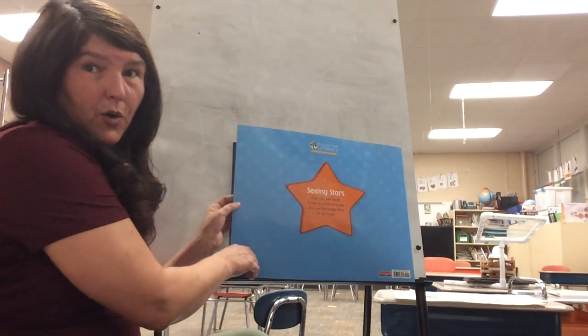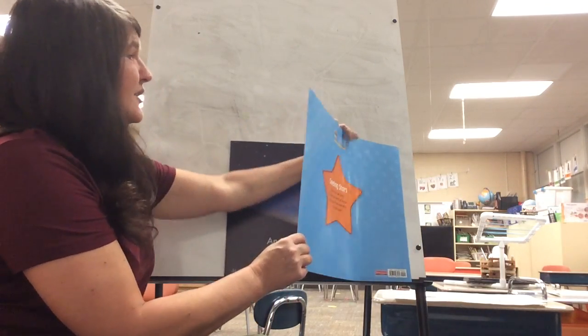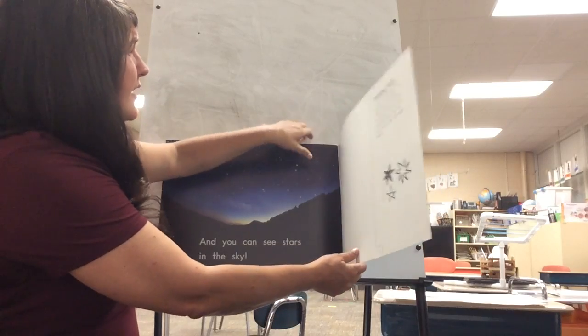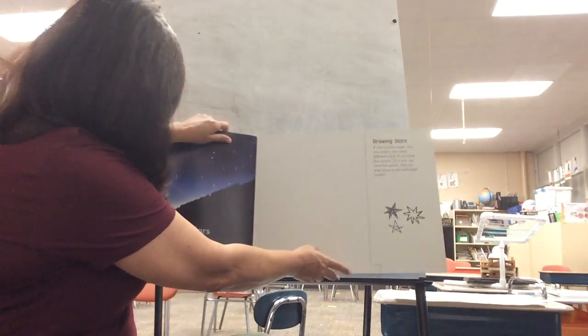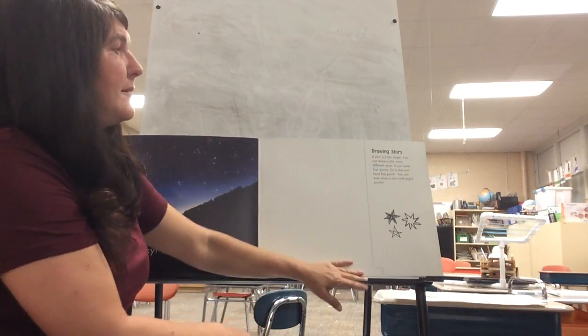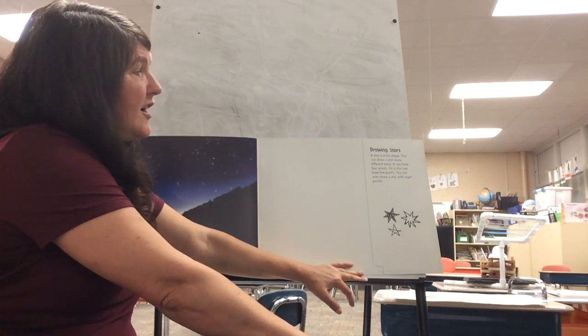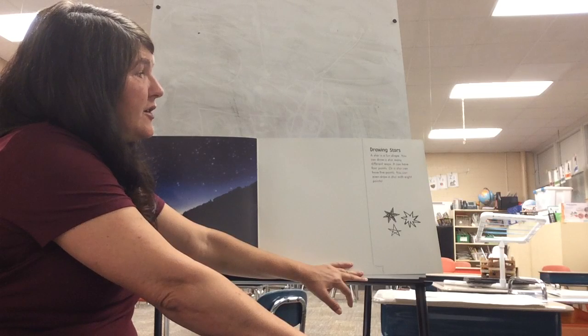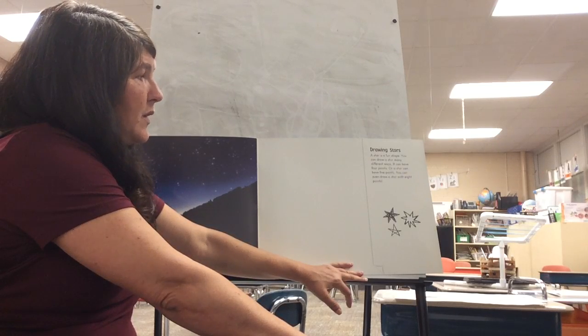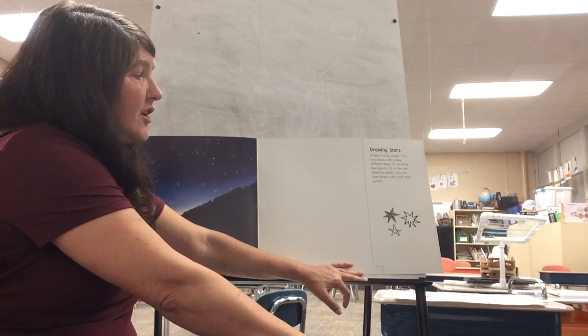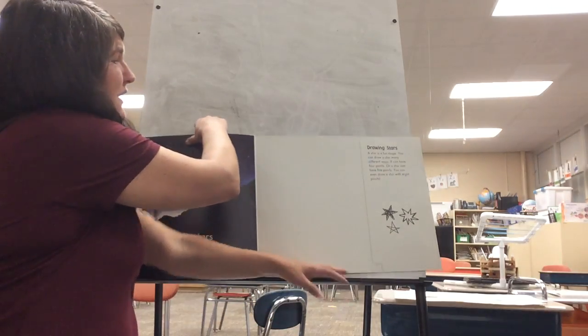Now I know, because I've read several of these books, that often the author likes to put a little bit of information in the back. And it says, drawing stars. A star is a fun shape. You can draw a star many different ways. It can have 4 points, or a star can have 5 points. You can even draw a star with 8 points. So maybe you can try to draw some stars today.